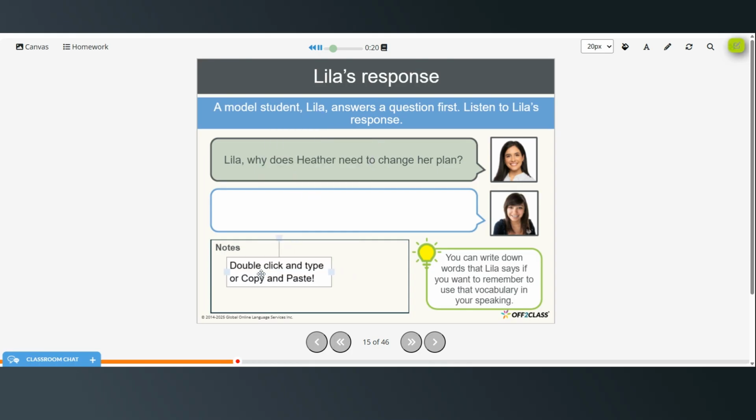Now listen to how Leela answers the question. Heather needs to change her plan because now there are 7 people instead of 5. She wants to make sure they have enough snacks, drinks, and movies without spending more than $40.